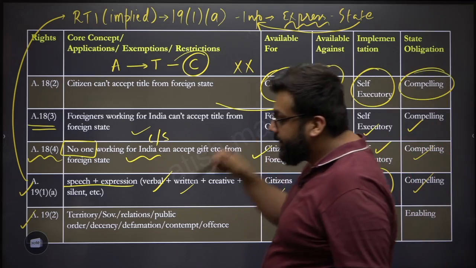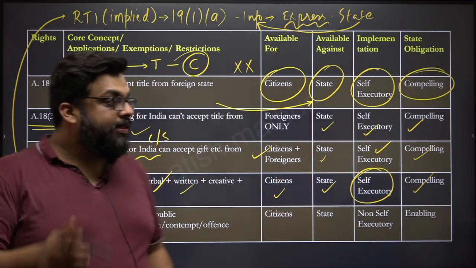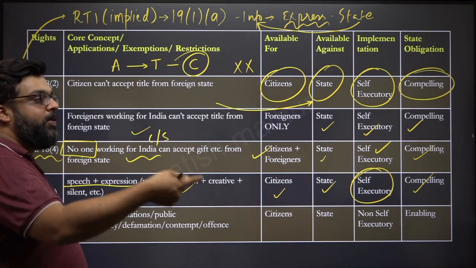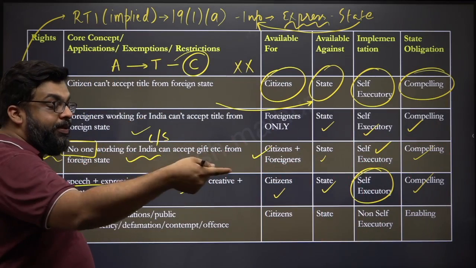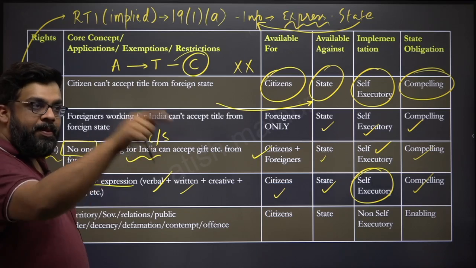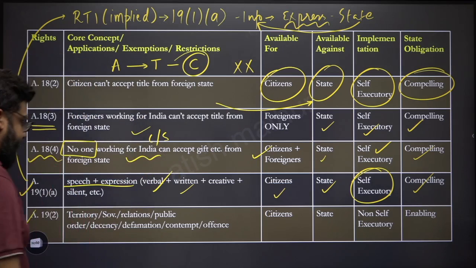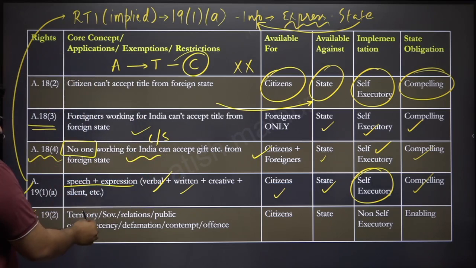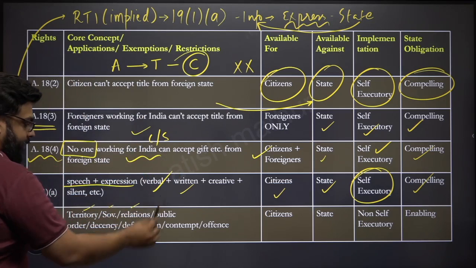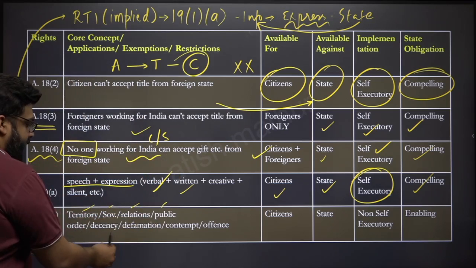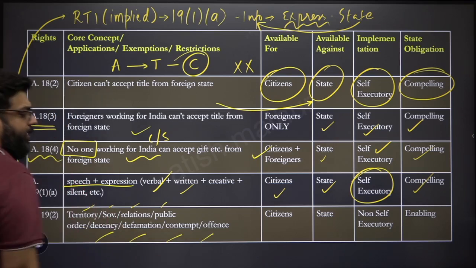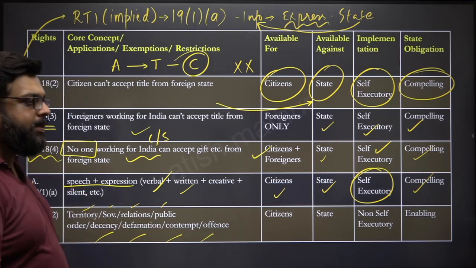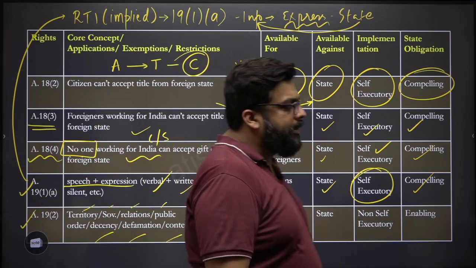But as far as restrictions are concerned, the state will have to make laws if they want to implement these reasonable restrictions as well, right? So your reasonable restrictions are territory, sovereignty of the country, relations with neighbors, public order, decency, defamation, contempt, and offense. So contempt, of course, is something we'll study in judiciary also. This is contempt of court.